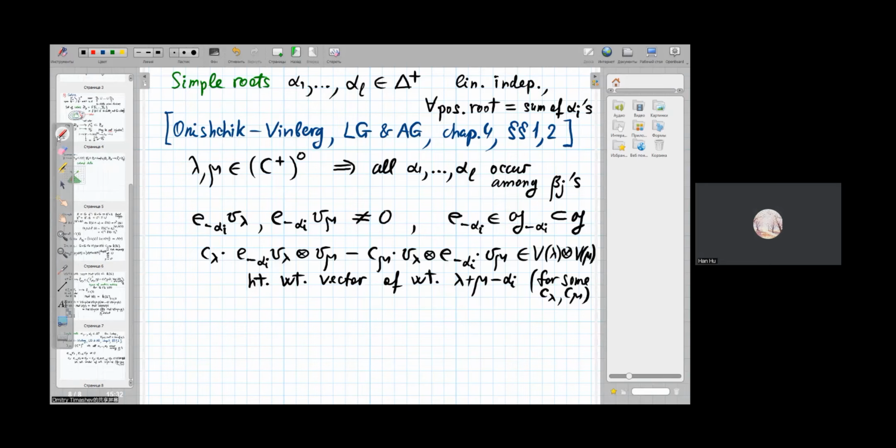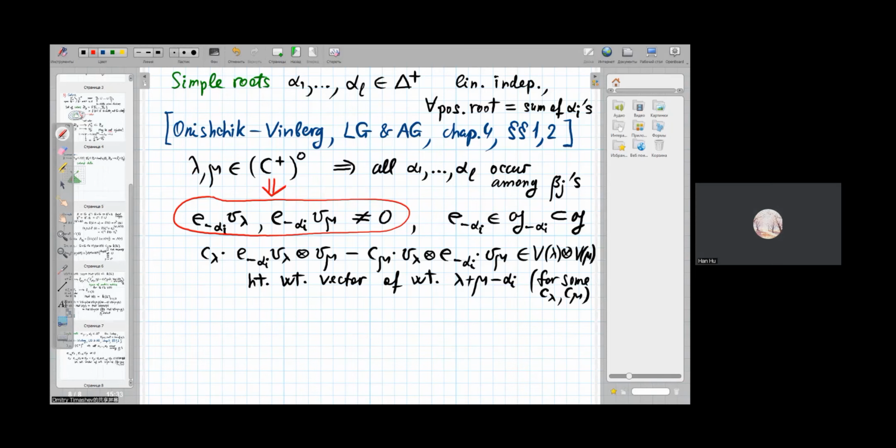I mean that this statement comes from this. Well, I will not explain in detail why it is so. You just have to look at the structure of irreducible representations of reductive groups or reductive Lie algebras. For instance, you can find details about that in the book of Onishchik and Vinberg. So this non-vanishing comes from the fact that lambda and mu are taken in the interior of the Weyl chamber.